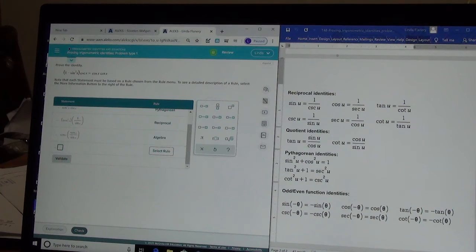Cosine over sine is my cotangent, which is one of my quotient identities. And so I'm going to leave the cosine of x, which I wanted. I'm going to change the cosine over sine into cotangent of x. And that was my quotient identity. The cotangent is equal to the cosine over the sine. I'm going to validate that. My proof is complete. So again, if you get stuck, try to change them into terms of sine and cosine. See if that helps in solving these.